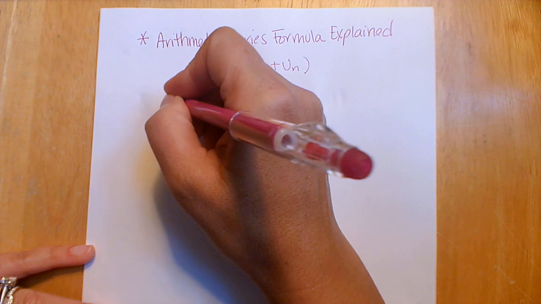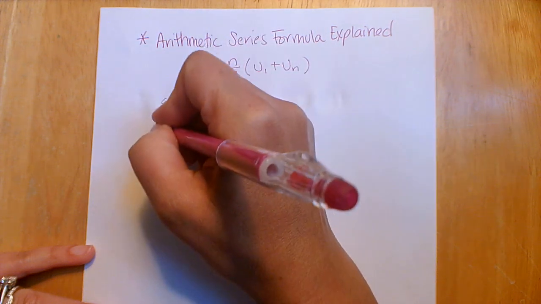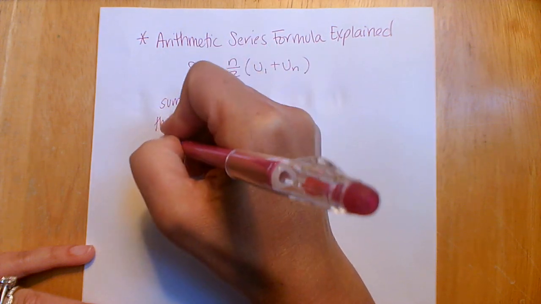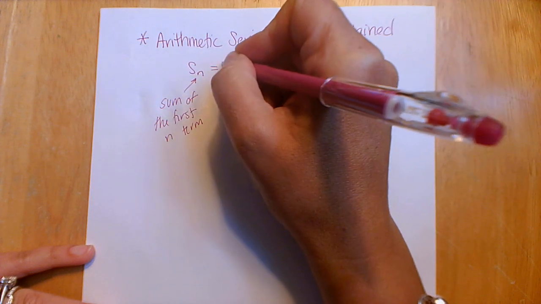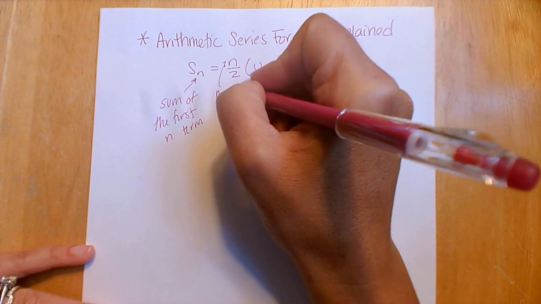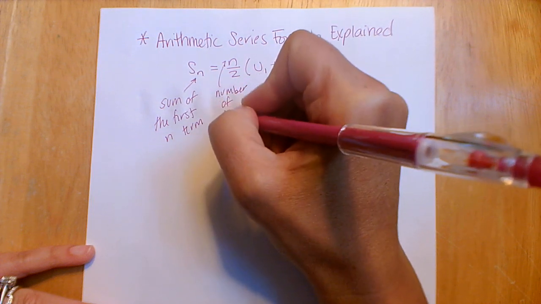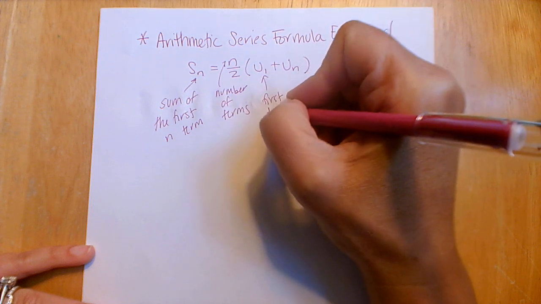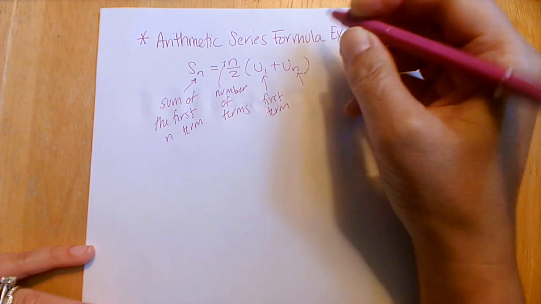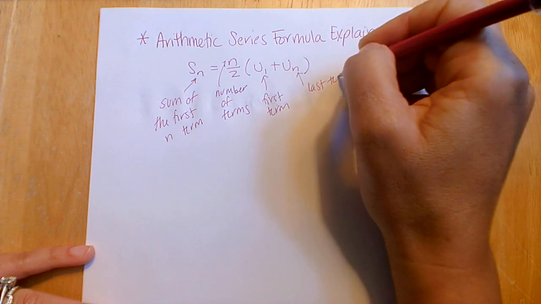This is going to be the sum of the first n terms. Our n here, this is the number of terms. U sub 1 is our first term, and U sub n is our last term.